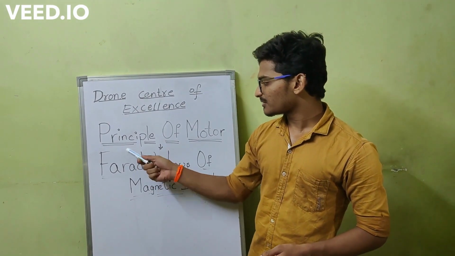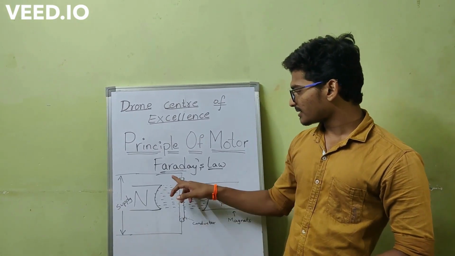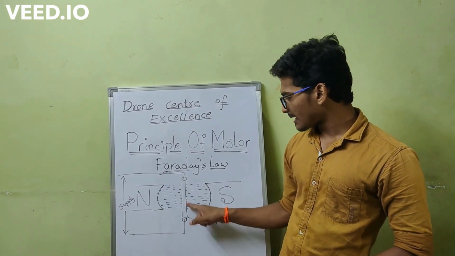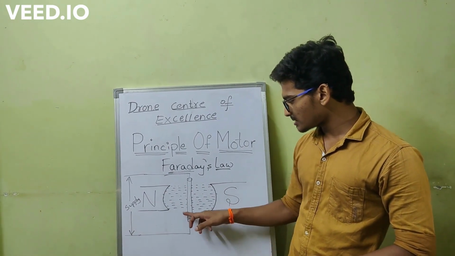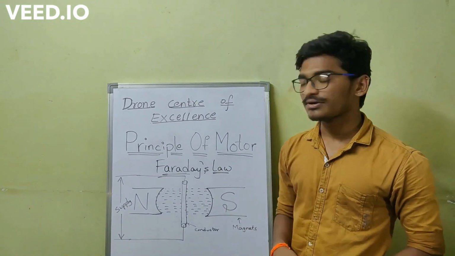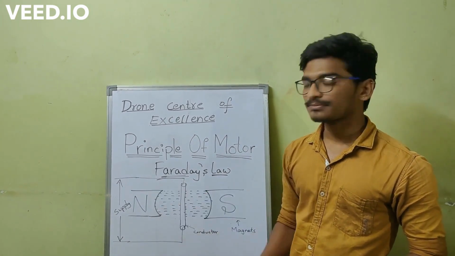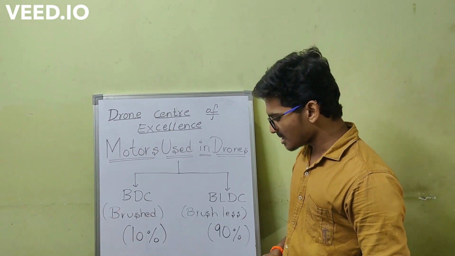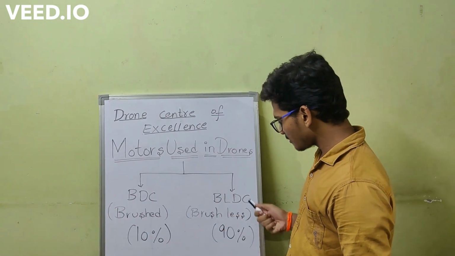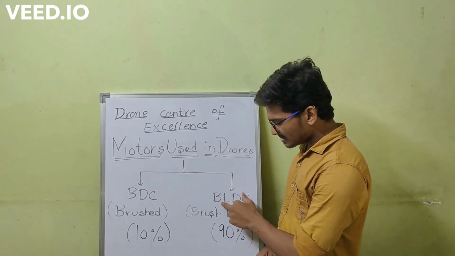Motor works on the principle of Faraday's laws of magnetic induction. It states that whenever a current carrying conductor is placed in the magnetic field, it experiences some force and it starts rotating. In this way, we get mechanical output by giving electrical input. In drones, we generally use BLDC motors compared to BDC motors. 90% of the drones are controlled by BLDC motors.